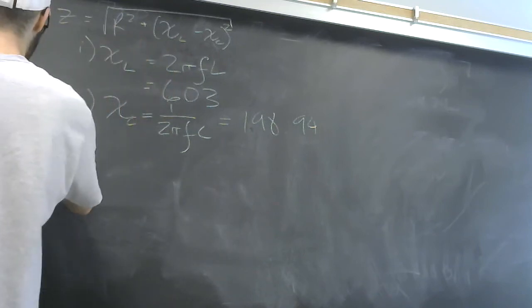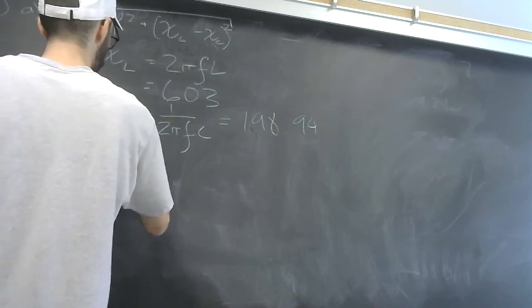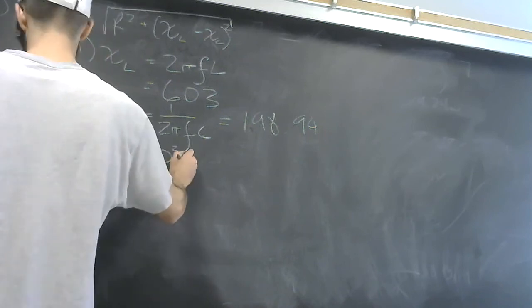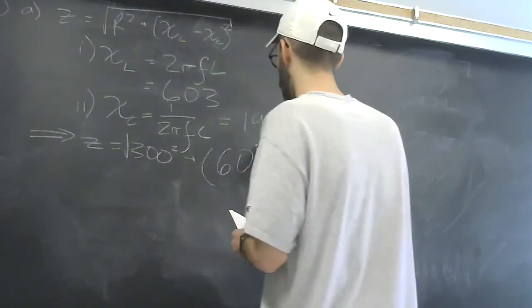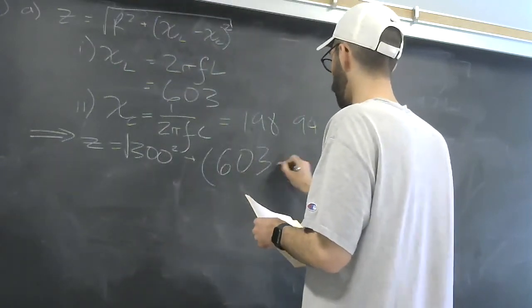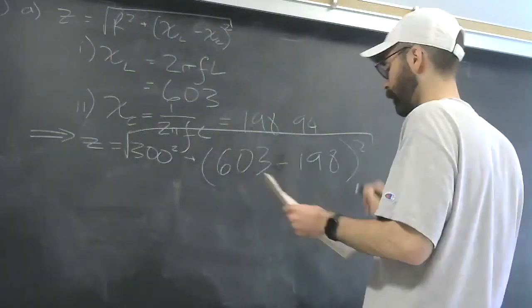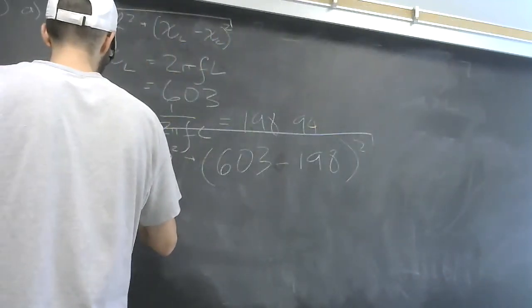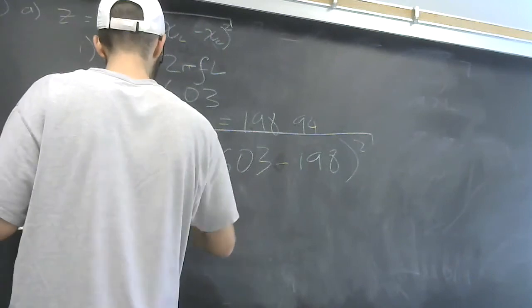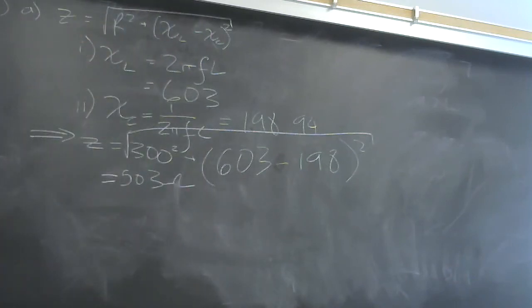Okay, so now we have enough to plug into the Z equation. R is already given. So therefore, we can say Z equals the square root of 300 squared plus (603 minus 198) squared, and that will come out as 503 ohms. And kind of remember, this impedance represents essentially everything in this system that could be opposing electron flow, right? So I like to think about it generally as a value of total resistance.